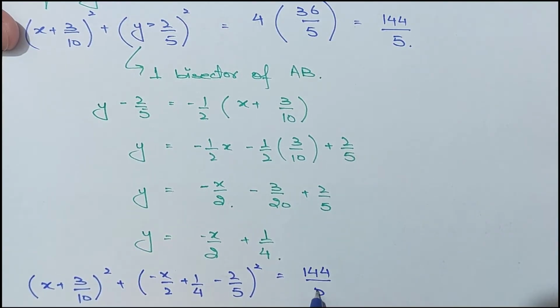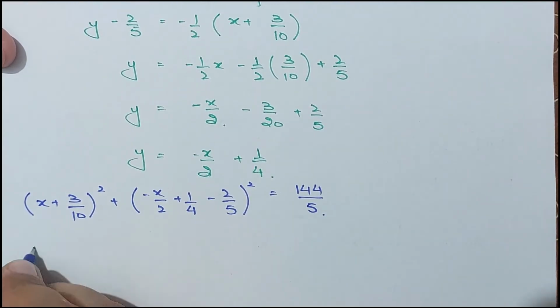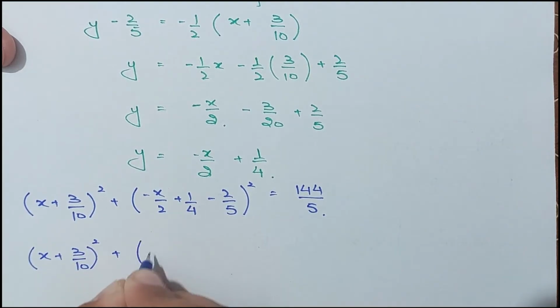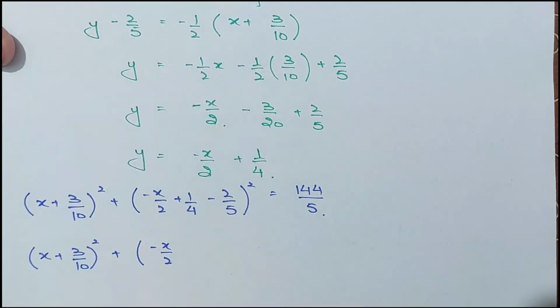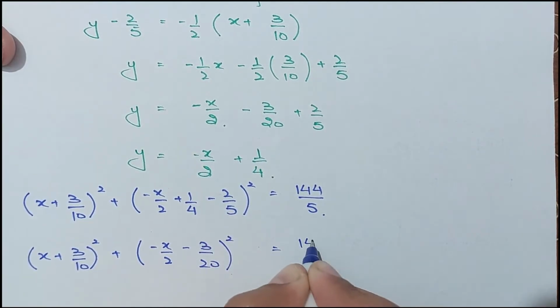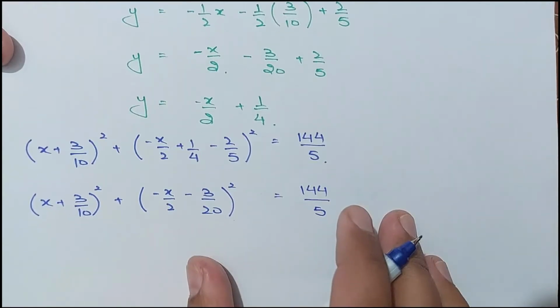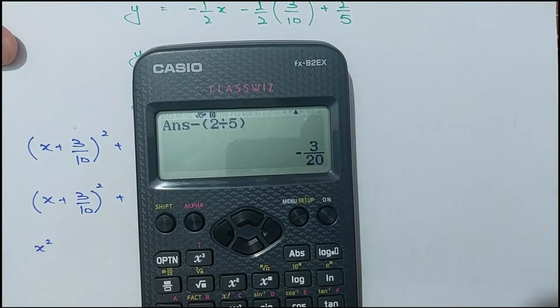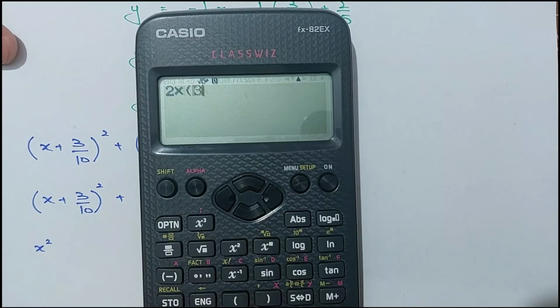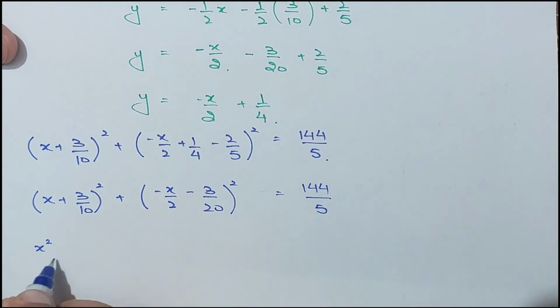equals 144 over 5. Let me solve for x here. This is x plus 3 over 10 whole square. This is minus x over 2, 1 by 4 and minus 2 by 5, minus 3 over 20, whole square equals 144 over 5. Let me open the square. A plus b whole square: the first term square, and 2 times the first term times the second term. 2 times 3 by 10, 3 by 5 x, and the second term square.